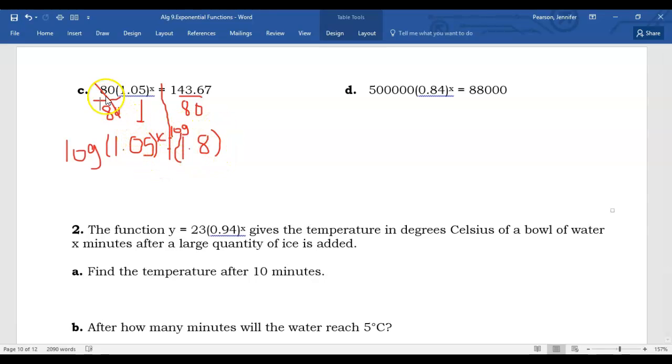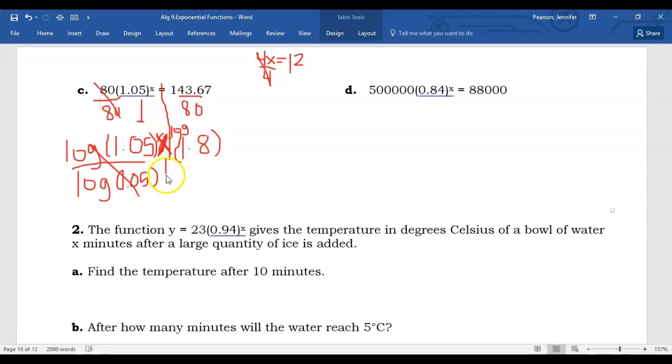It keeps things balanced. That's why we divide by 80 on both sides. We put a log on both sides. Now that's not an exponent x, it's a normal variable x. And log of 1.05 is a number, so just like if I have 4x equals 12, I can divide by a number in front of an x to cross it off. That's why we divided by 80 to cross it off. So I can divide this by log 1.05, and that will allow me to cross it off.